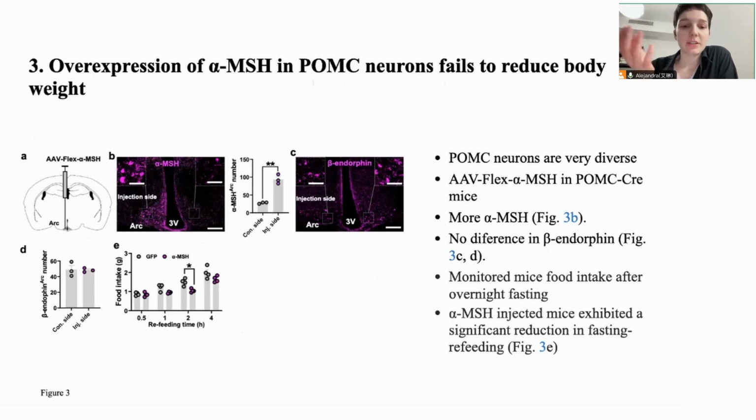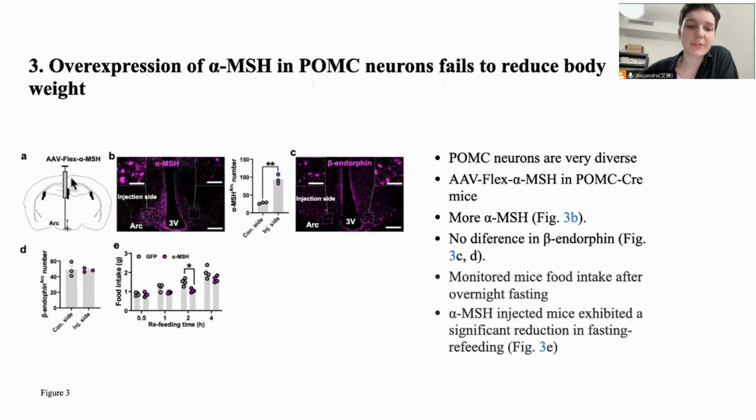Given the known heterogeneity of POMC neurons, no change in body weight by chronic activation of POMC neurons might be due to non-melanocortin actions. To address this possibility, they generated a mouse model with selective overexpression of alpha MSH in POMC neurons, since an increased alpha MSH action has been considered as an increased melanocortin action. This will be the case.